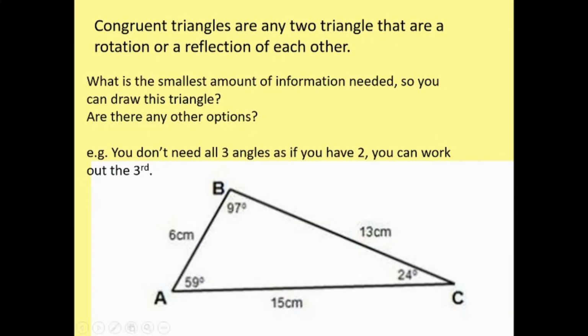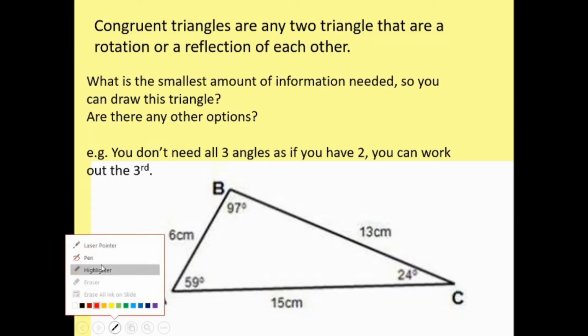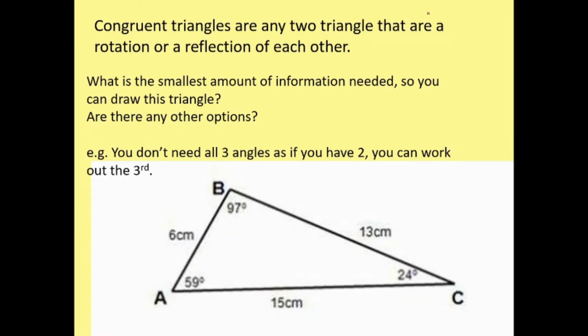Okay, now you might think, well, I'll just give them the 3 angles. Now the 3 angles wouldn't work, because if I give you any 3 angles, you don't know how big that triangle is going to be. So this could be similar. Now what can work is any 2 angles and a side. We normally call that angle, side, angle. And we say it in order, either going clockwise or anti-clockwise.